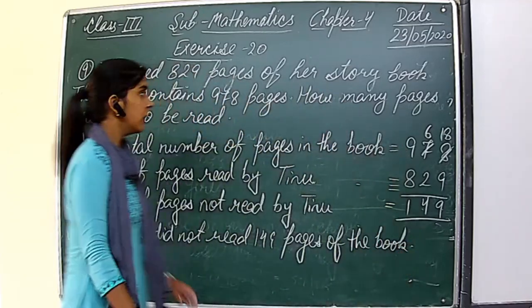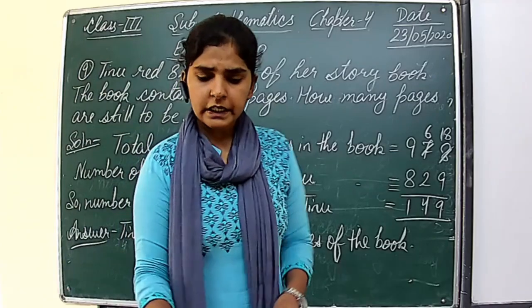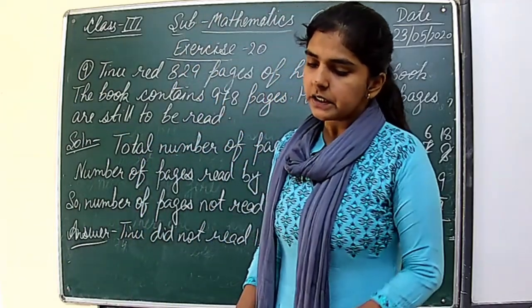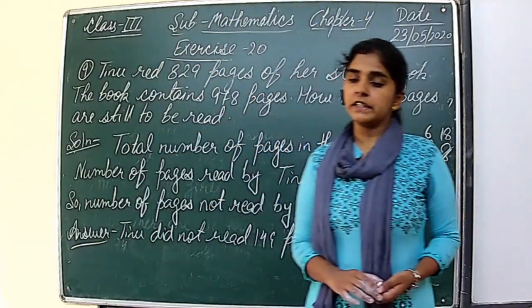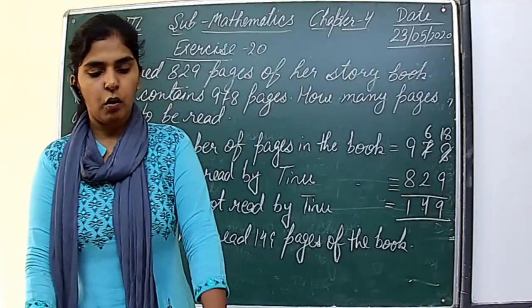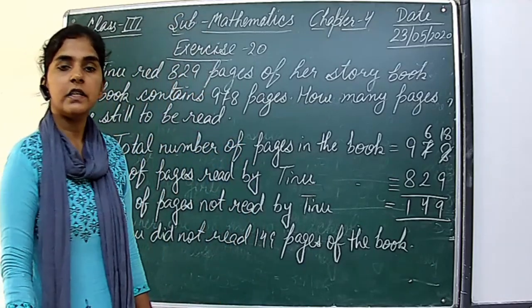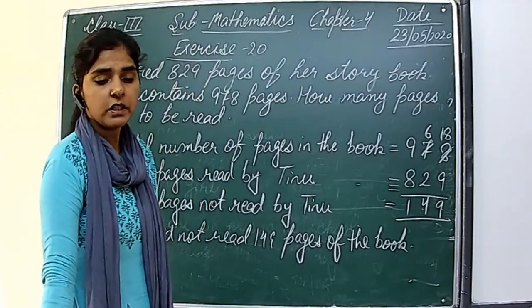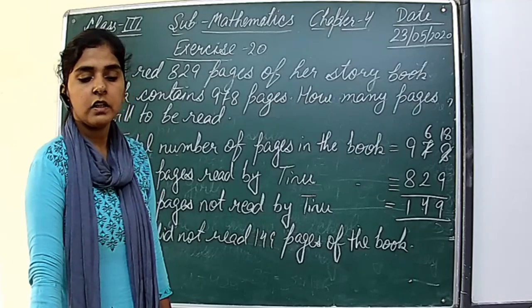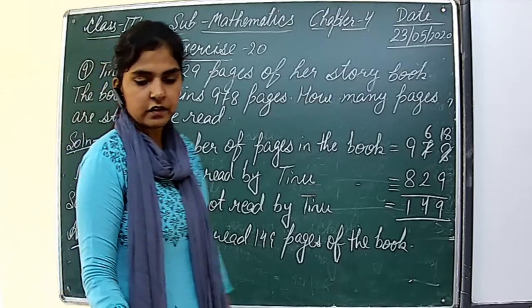Okay? Now question number 10. In a cricket match, the Indian team scored 435 runs and the Australian team scored 146 runs less than the Indian team. How many runs did the Australian team score? Okay, so let's start.